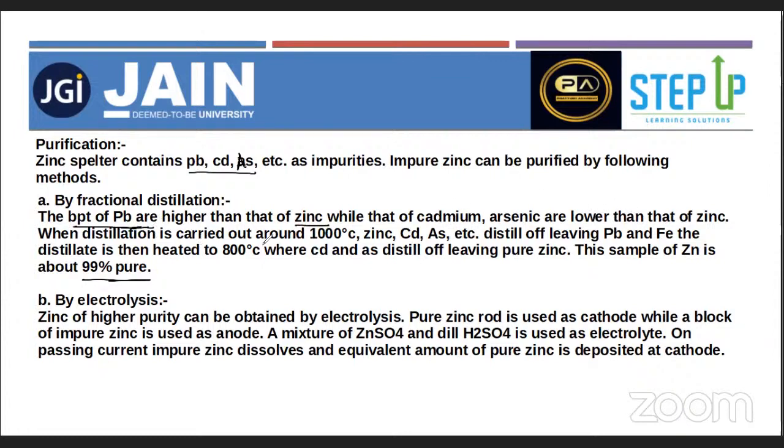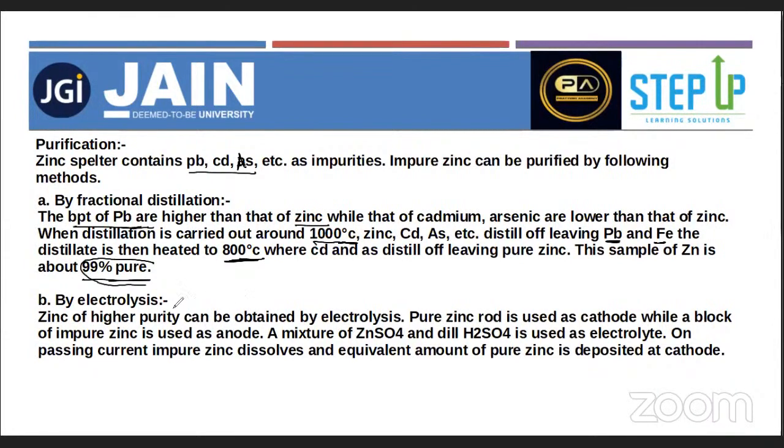So when distillation is carried out around 1000 degrees Celsius, zinc, cadmium, arsenic, etc. distill off, and lead and iron distill off at 800 degrees Celsius. So whatever the sample contains is separated. If you remember, fractional distillation is done because of the difference in melting or boiling points. Now, what is electrolysis here?